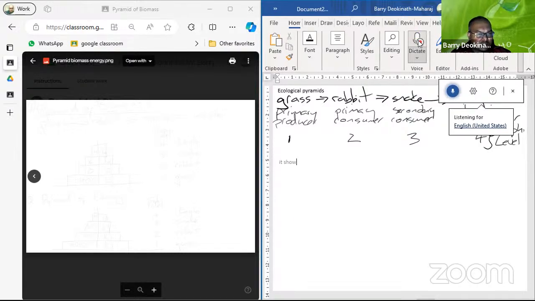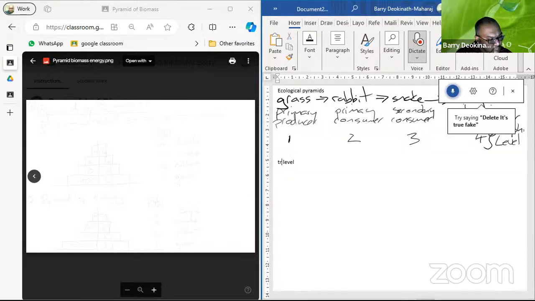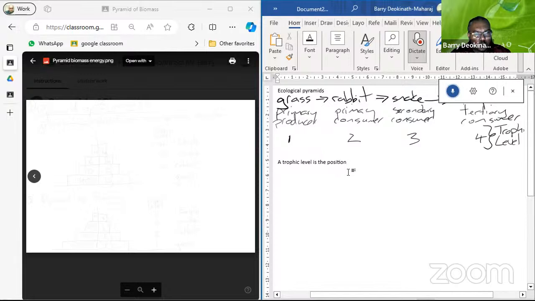A trophic level is the position at which an organism is occupying in the food chain.